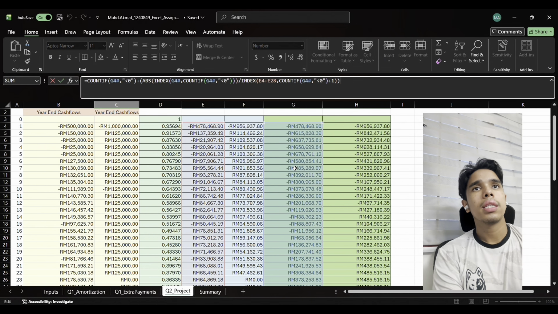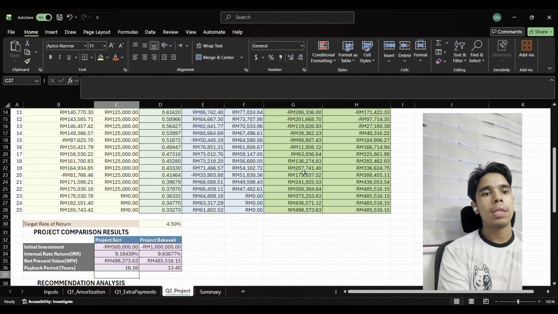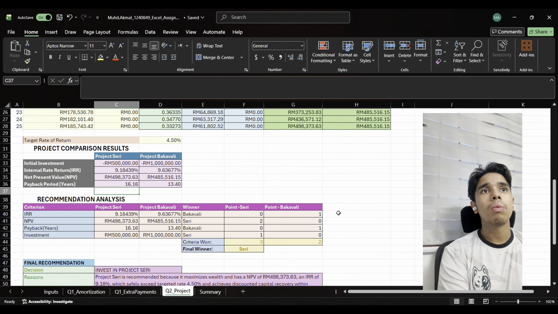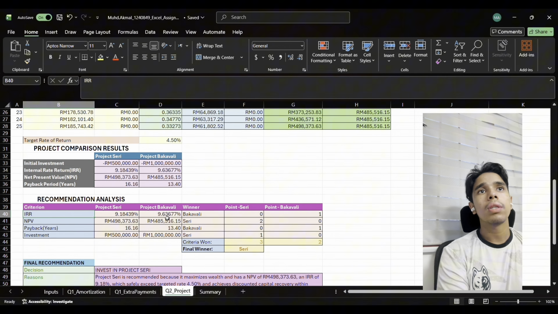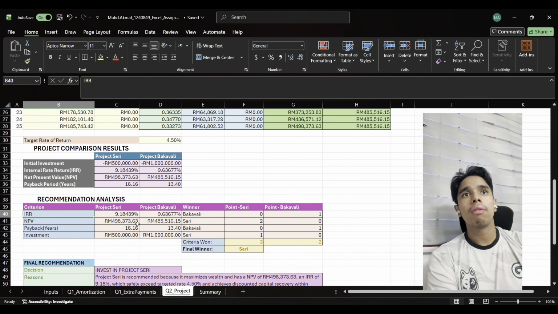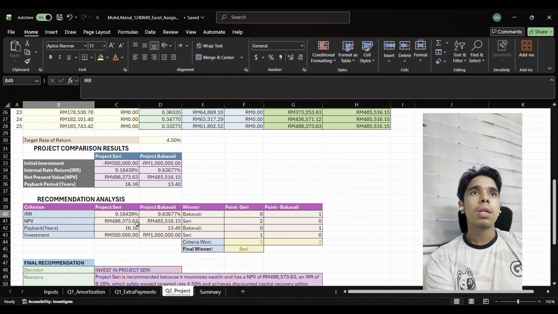So let's look at the recommendation analysis. This is the crucial part to determine which project we can invest in. Let's look at project Seri and project Bakawali. For the IRR, we know project Bakawali is more than project Seri. So the winner is project Bakawali, and we take it as 1 point. And for NPV, we know the NPV for project Seri is more than project Bakawali. So the winner is Seri.